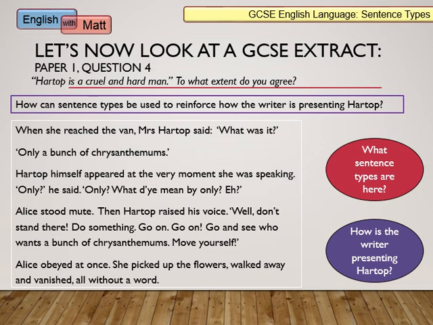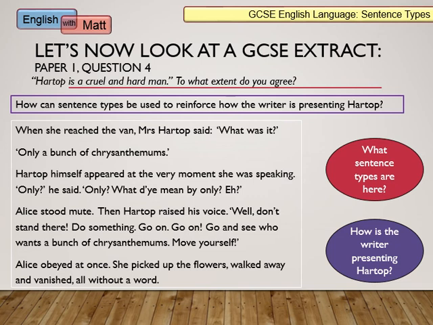When she reached the van, Mrs. Hartop said, "What was it?" "Only a bunch of chrysanthemums." Hartop himself appeared at the very moment she was speaking. "Only," he said, "only? What do you mean by only, eh?" Alice stood mute. Then Hartop raised his voice. "Well, don't just stand there. Do something. Go on. Go on. Go and see who wants a bunch of chrysanthemums. Move yourself." Alice obeyed at once. She picked up the flowers, walked away, and vanished, all without a word.